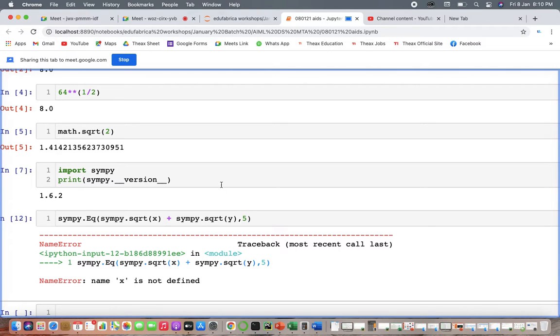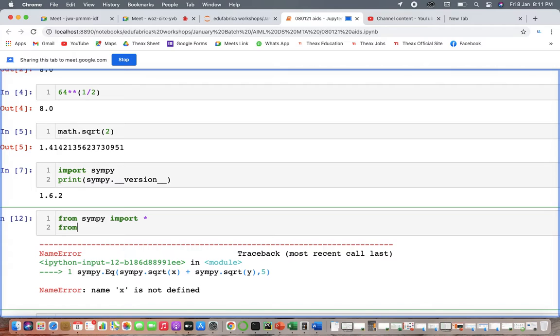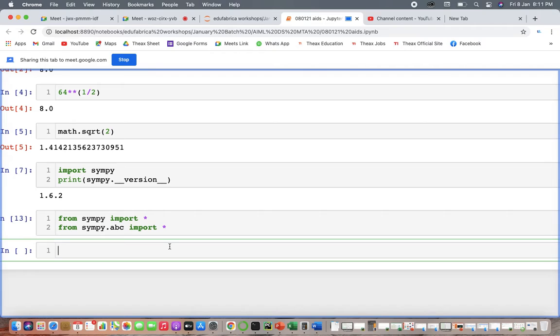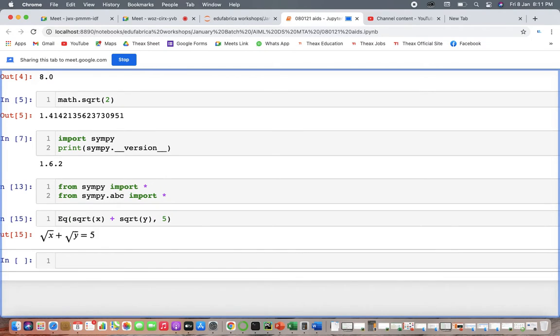To avoid all these errors, I have two more lines to write, and then it would work in a very good manner. From sympy, you first import all the things, and you also need to import all the variables, all the symbols. Now it is done. If I write sqrt of 2 without even using sympy.sqrt, it is under root of 2. Now if I write root x plus root y, which gives a value of 5, this could be an equation of root x plus root y equal to 5.